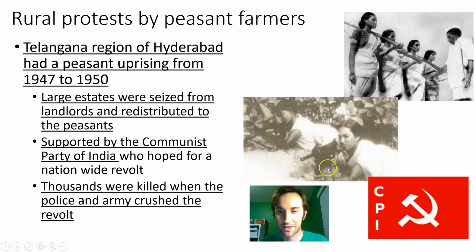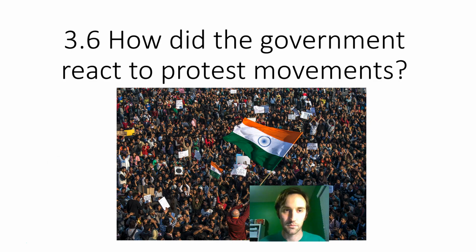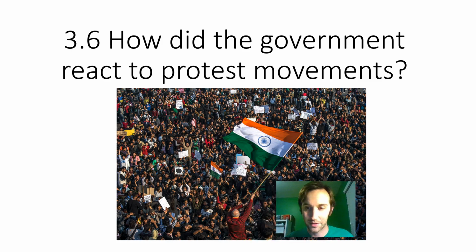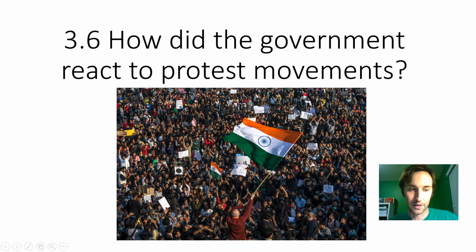And so here we have some examples where they were training women to fight in this peasant army. Didn't work out. Thousands were killed when the police and the army rolled in to crush this revolt. And so that's a look at how the government reacted to protest movements. So in some cases it had to be violent. Other cases we had some protests that turned out okay.